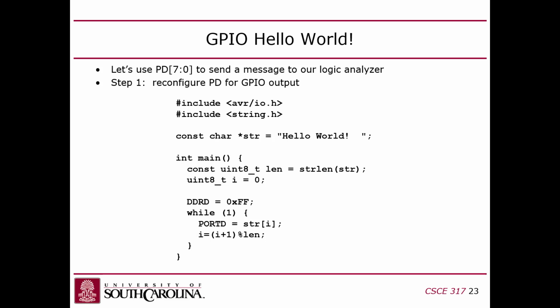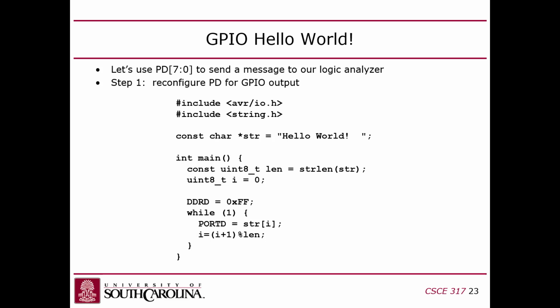And then the next thing I do is set up the DDRD, the data direction register for port D. And I just put FF in hex, which sets all of the 8 pins of port D to be outputs. And then there's a while loop that sets PORTD, which is the output value, to string at i, and then I increment i, and I modulo it by length, so it'll go from 0 to the length minus 1, and then back to 0. So it'll just constantly go through each of the characters of the string and then repeat, right?